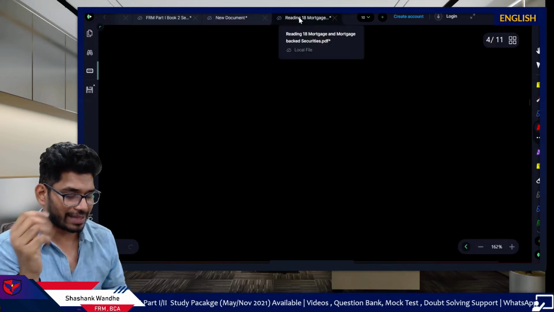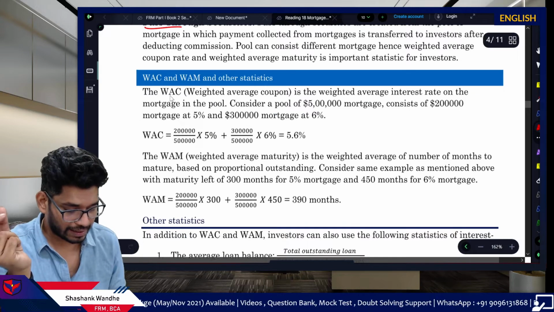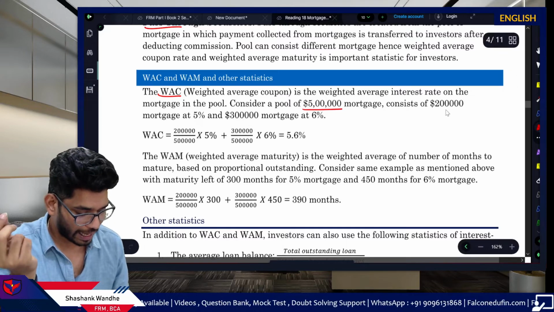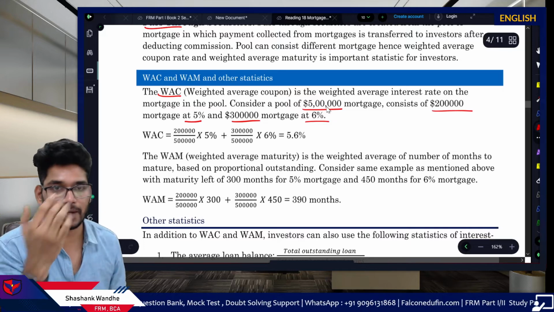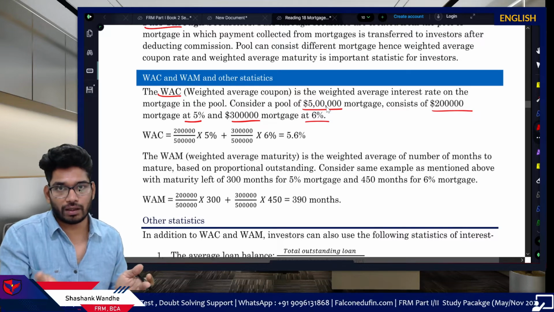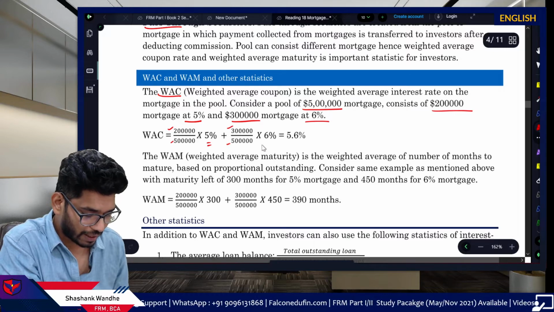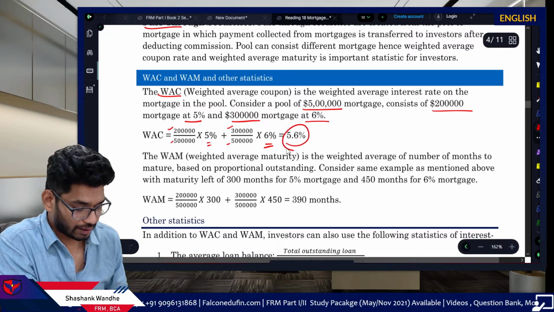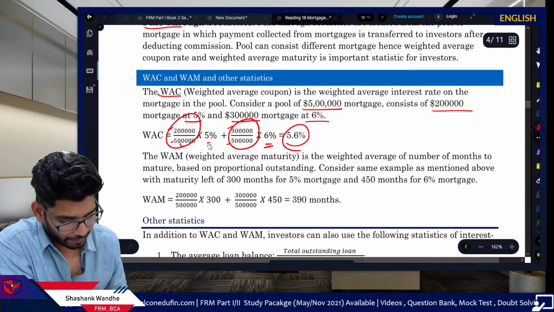Weighted average coupon is as in interest rate only. So this is very easy to calculate. Here we will take the example of WAC. So say the bank provided, consider a pool of 5 lakh, which consists of 2 lakh mortgage at 5% and 3 lakh mortgage at 6%. So the bank provided these loans. And now the investor wants to know what is my average coupon, the weighted average coupon. So this is very simple: 2 lakh divided by 5 lakh multiplied by 5%, and 3 lakh divided by 5 lakh multiplied by 6%. You are now smart enough to understand how to calculate the weighted averages, right? So weights are provided here. These are the weights and these are your coupons.